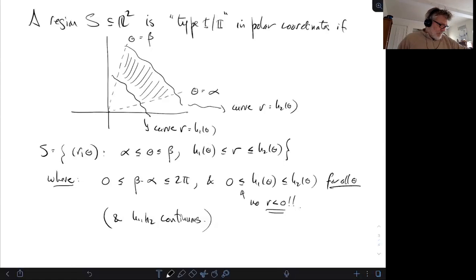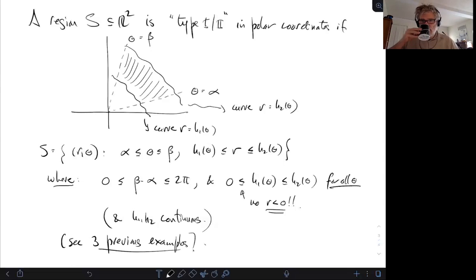All right, so if you look at the previous 3 examples, they were exactly of this form. So far, so good? Yes, very good.